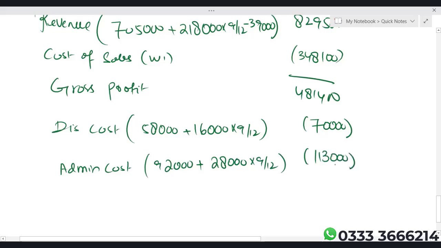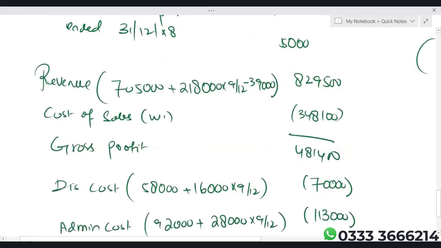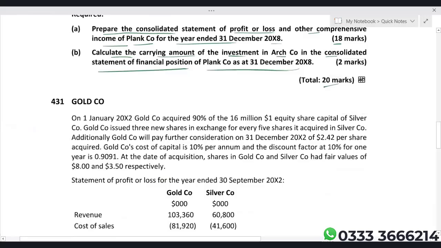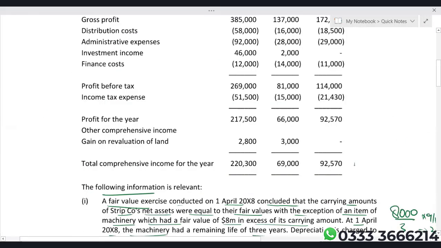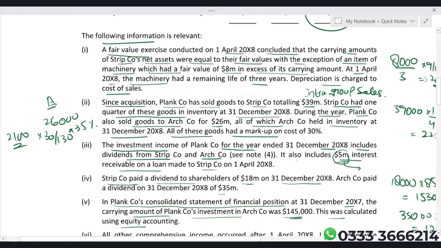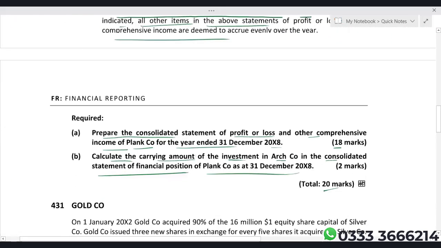Now we have to take share in associate's PAT. Let's go towards that. Profit after tax of associate is 92,570. We have to just take 35% of that.